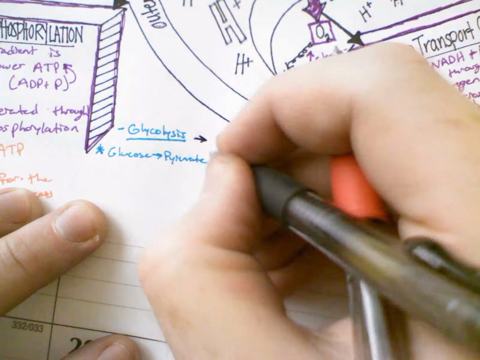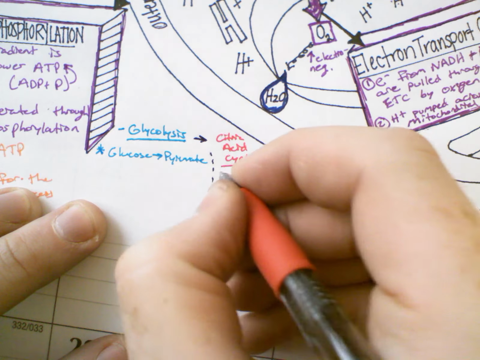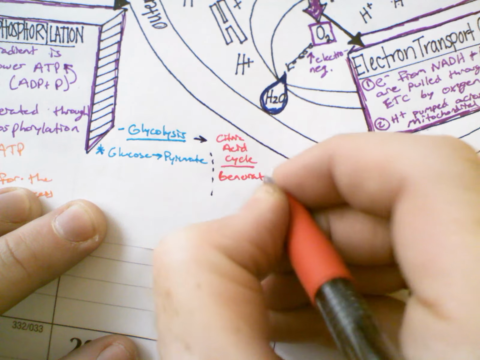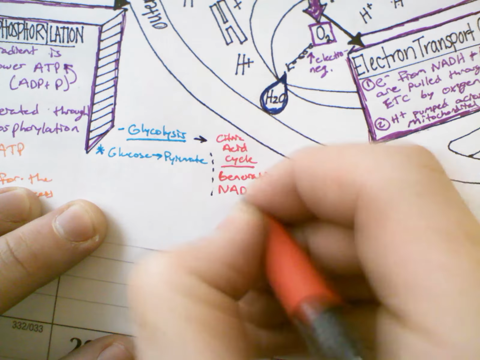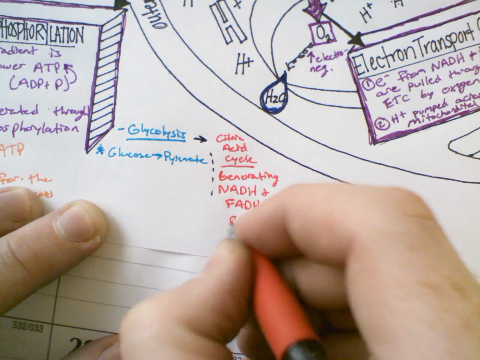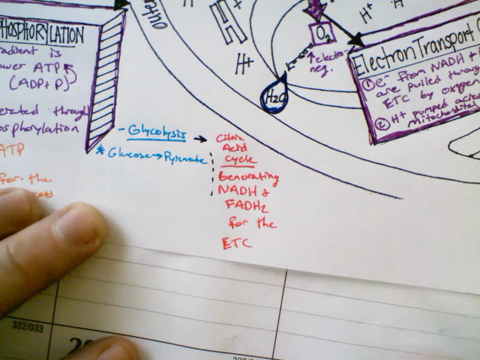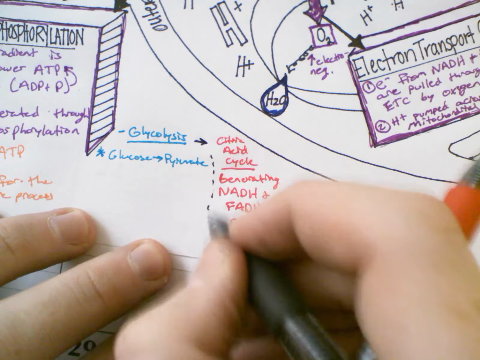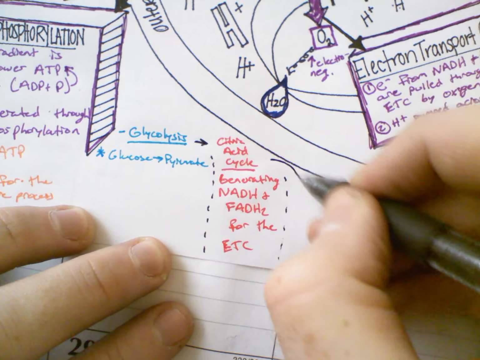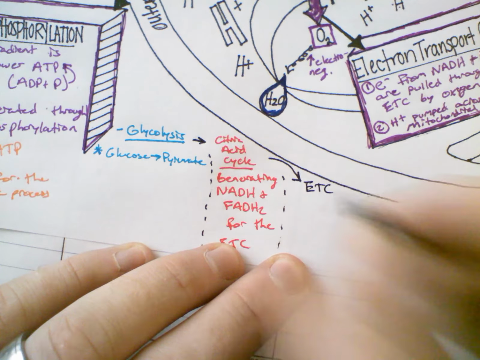The main thing I want you to know from that is we are generating NADH and FADH2 for the ETC. So many abbreviations. For the electron transport chain. That is the major process in the citric acid cycle. After the citric acid cycle, then we move into the electron transport chain, the ETC.